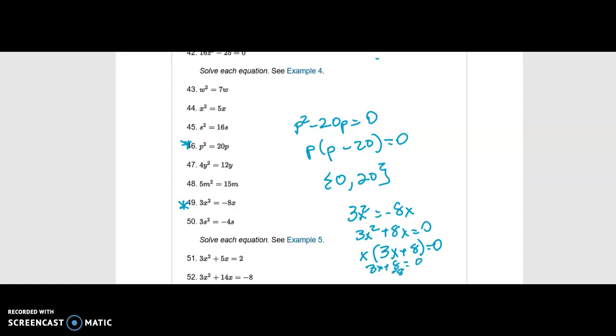And hopefully you're starting to do these in your head. Minus 8, minus 8. So 3x equals negative 8, divide by 3, divide by 3. So your two solutions, I ran out of space, are going to have to be 0 and negative 8/3.